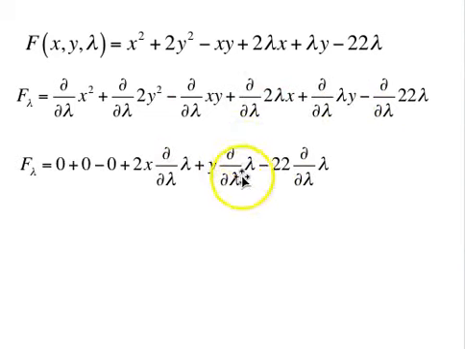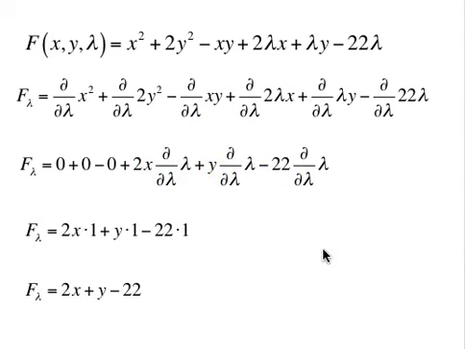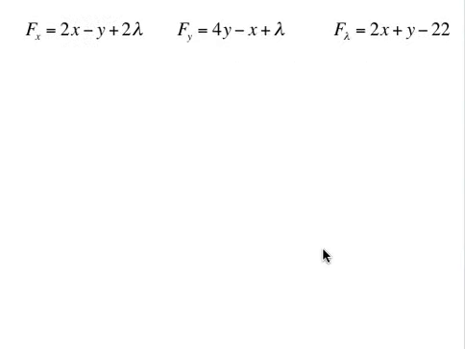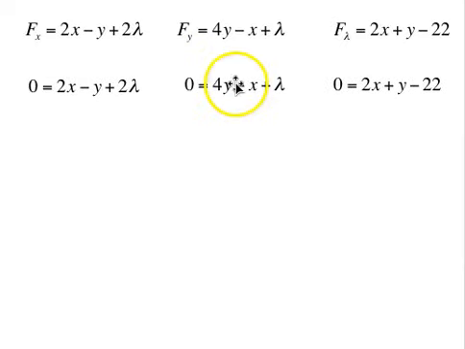So 2x times 1, y times 1, 22 times 1. And we get f sub lambda is 2x plus y minus 22, which you will notice is the same as that function g of xy that we looked at earlier. Now we get to do some algebra. We have all three partial derivatives, set them equal to 0, and solve for x and y. So f sub x is 0, f sub y is 0, f sub lambda is 0.